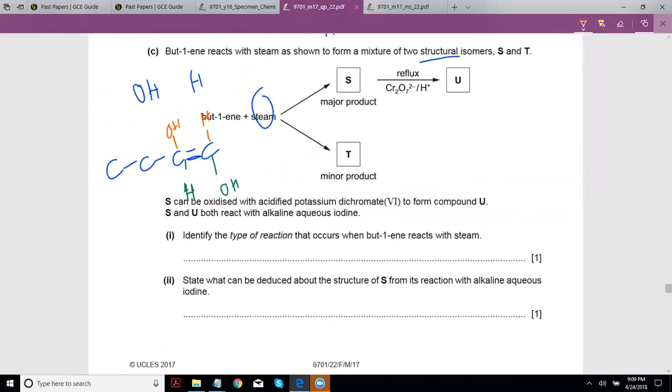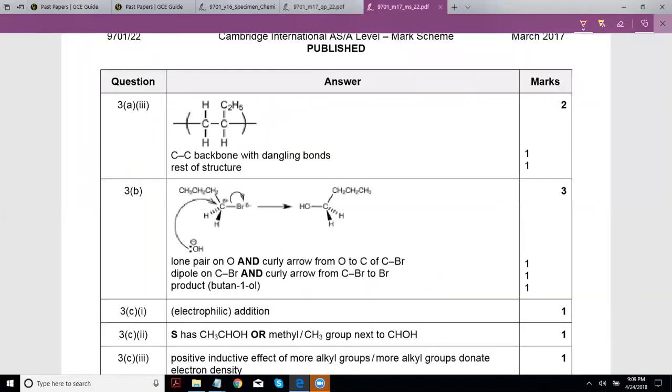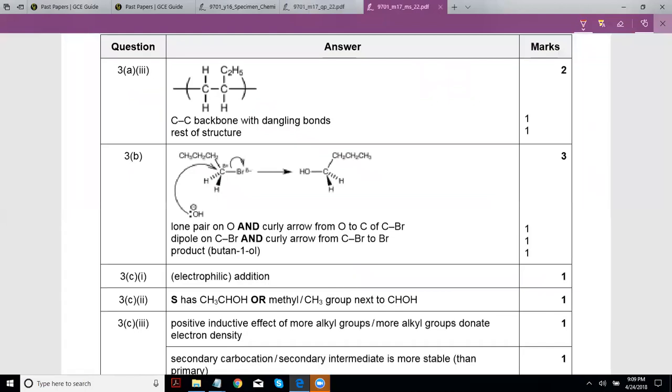They haven't asked the question yet, but identify the type of reaction that occurs when but-1-ene reacts with steam. You can call this hydration, you can call this addition. What do you say, Hamza? That's with steam, I think hydration. I think it's hydration. Okay, yeah.